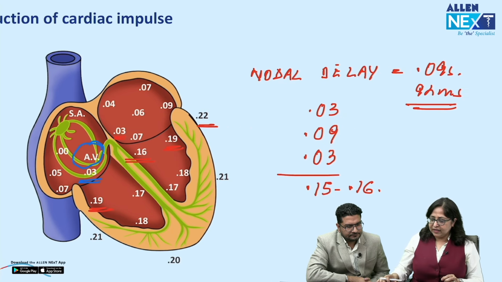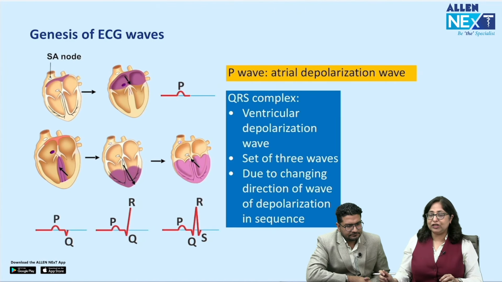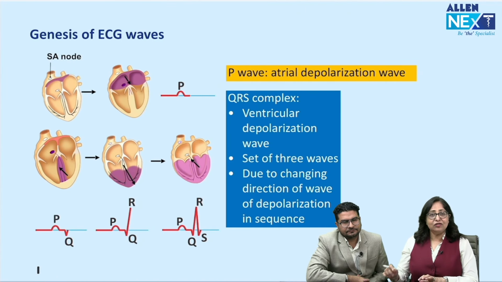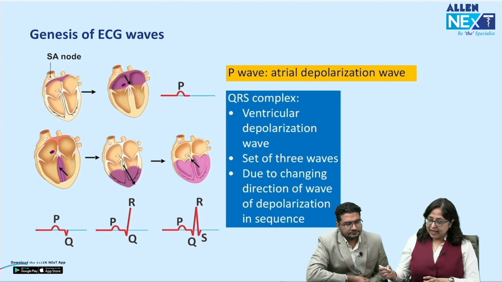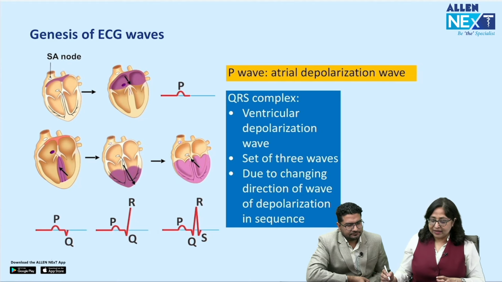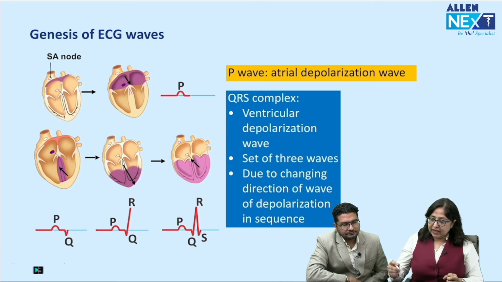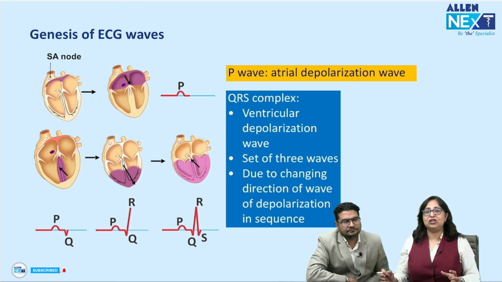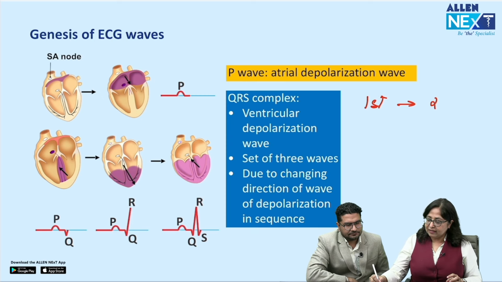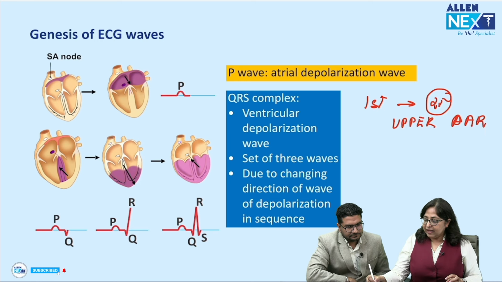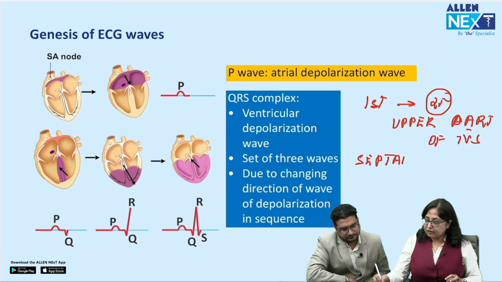A little bit about the different waves in the ECG, the genesis of the ECG. Now this is a very interesting diagram. We know about the P wave. P wave is atrial depolarization. QRS complex is ventricular depolarization. But there is a particular pattern in which the ventricles depolarize. The first part of the ventricle to depolarize is the left upper part of the interventricular septum. And then the septal depolarization is from left to right.